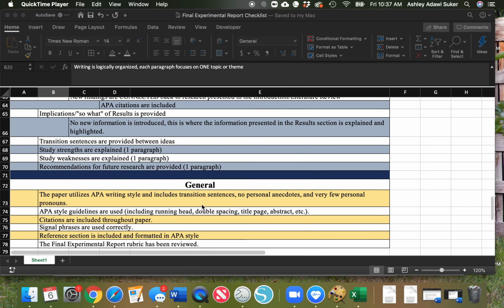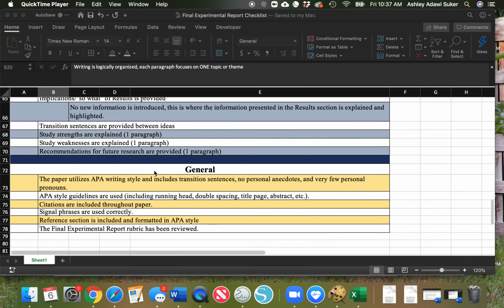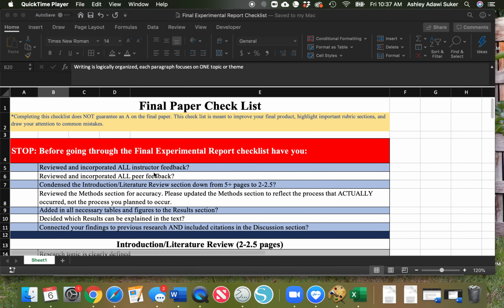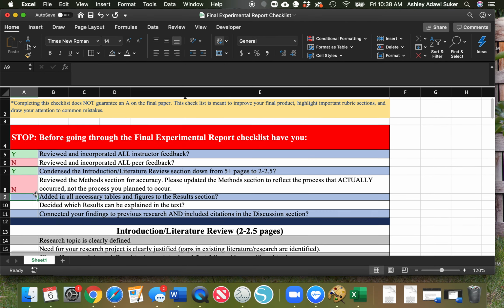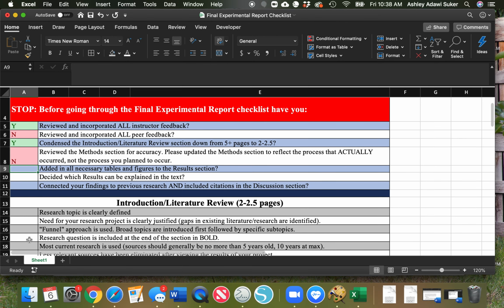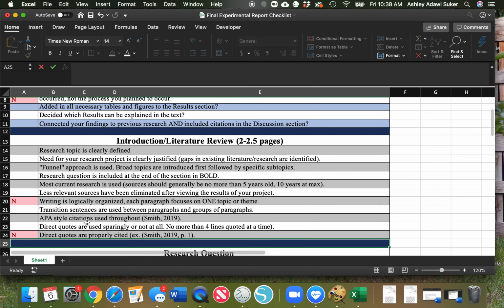Then here's some general things that you should also be aware of. But wait, there's more. Don't worry, there's not more you need to do as you go through this checklist. And I highly recommend you do. You should fill in yes, no, yes, no, whether you've done these things. Go through it today. Have I done this? Have I not? And you will see it changes colors as you go down. So you can go through and say, no, my writing was not logically organized. No, I did not properly cite my direct quotes.